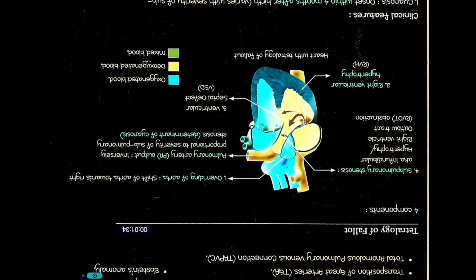So first is overriding of aorta, second is right ventricular hypertrophy, third is ventricular septal defect, and fourth is subpulmonary stenosis, also known as infundibular hypertrophy, right ventricular outflow tract obstruction. What is subpulmonary stenosis? Also known as infundibular hypertrophy or right ventricular outflow tract obstruction. So you have oxygenated blood, deoxygenated blood, and mixed blood.